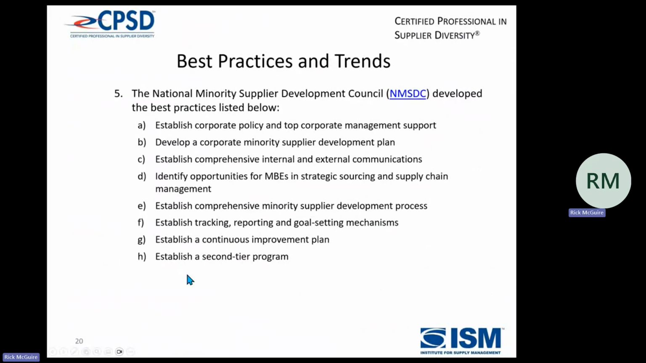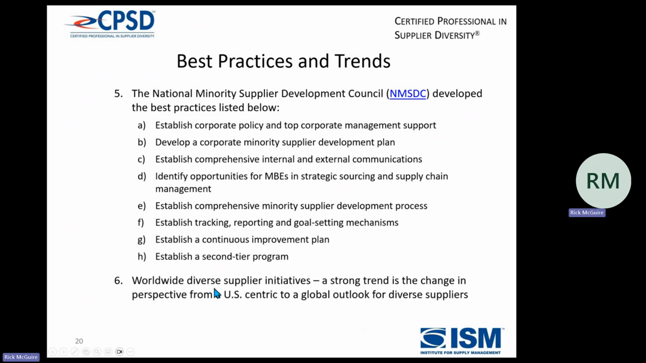The NMSDC developed the best practices list below. Establish corporate policy, develop corporate minority development plan, establish comprehensive communications, identify MBEs in strategic sourcing and supply chain management opportunities for the diverse suppliers. Establish comprehensive minority supplier development, establish tracking and reporting to goals, continuous improvement, and getting tier ones to conduct a tier two or lower program. And worldwide diverse supplier initiatives.